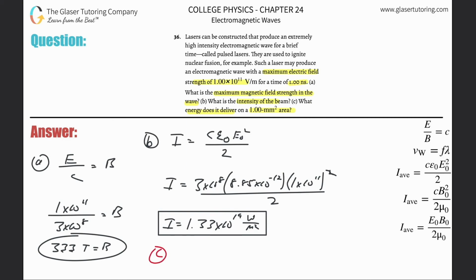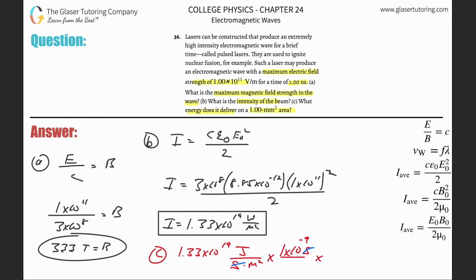So what we're going to do is take this value, 1.33 times 10 to the 19th watts. A watt is a joule per second, and the meter squared is on the bottom. Now I want to be left with just the joule, so I have to cancel the seconds, and I'm going to plug in my time: 1 nanosecond. We need that in seconds, which is simply 1 times 10 to the minus 9th seconds. So the seconds cancel, and now we have joules per square meter.